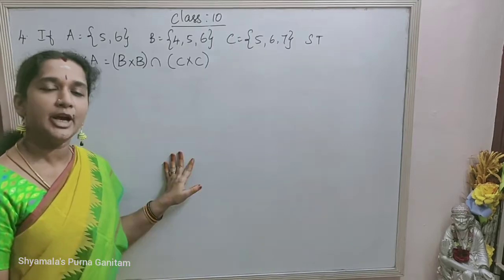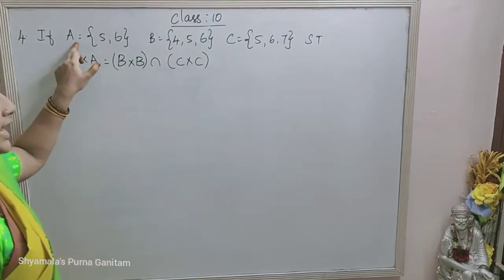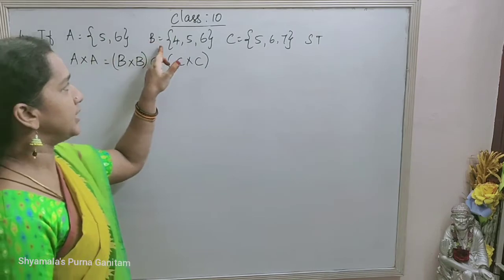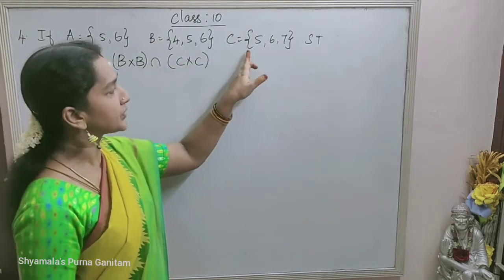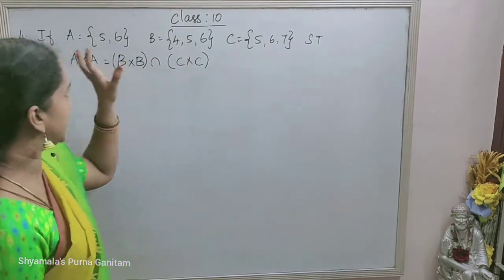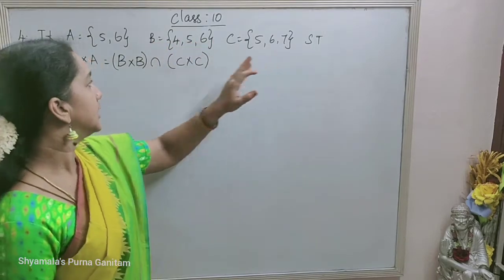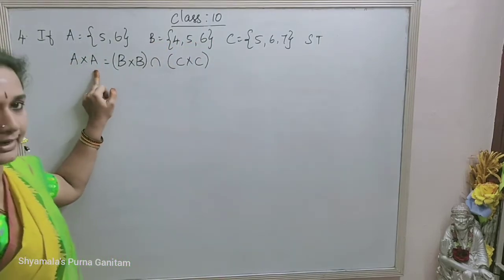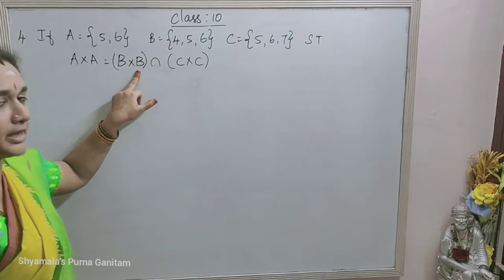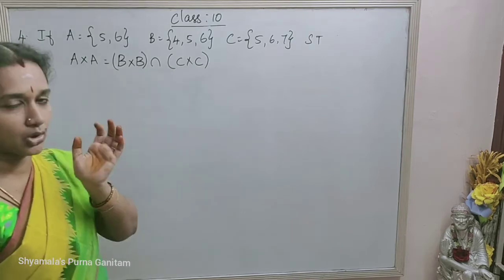Okay, now the next sum. If A is equal to {5, 6}, B is equal to {4, 5, 6}, C is equal to {5, 6, 7}, these are the three sets given. Show that A cross A is equal to (B cross B) intersection (C cross C).